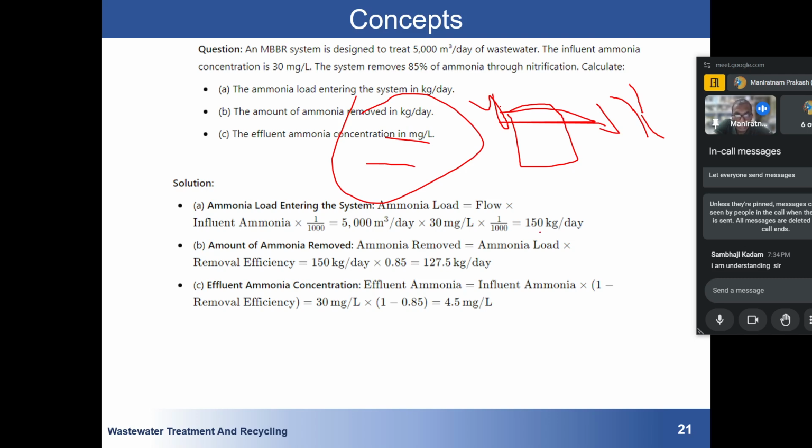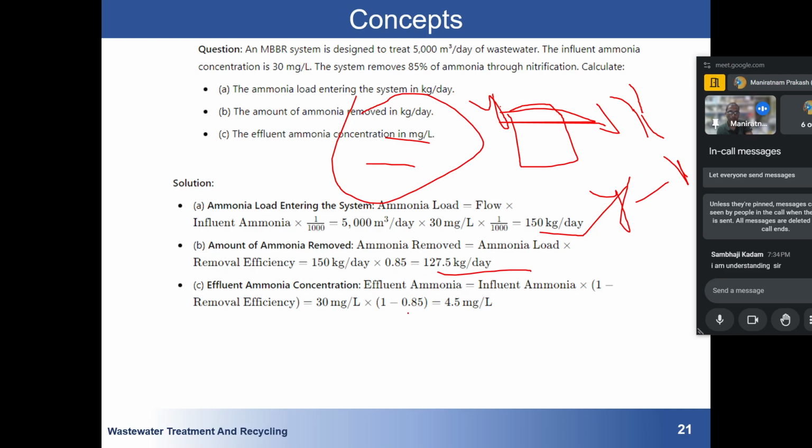So this much kg per day of ammonia is coming into the system. Ammonia removed means how much ammonia I have to remove, minus x. This much I have to remove. Here they are saying 85%, and depending upon that we will have our efficiency. So here ammonia removed is 150 of 85%. So this much ammonia has been removed.